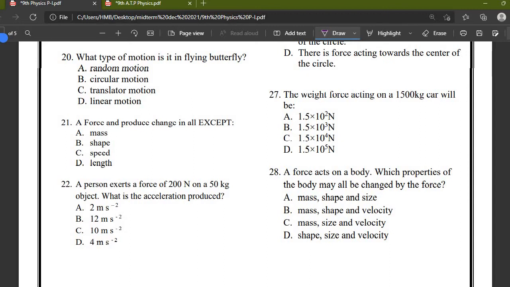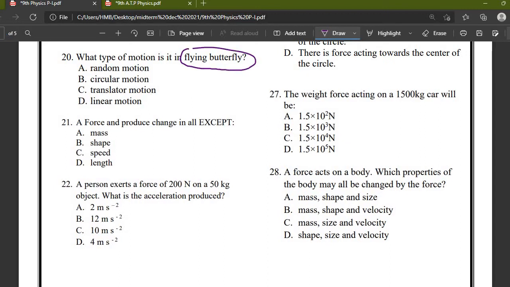What type of motion is in the flying butterfly? So a butterfly moves in a random motion. Option A is the right answer.